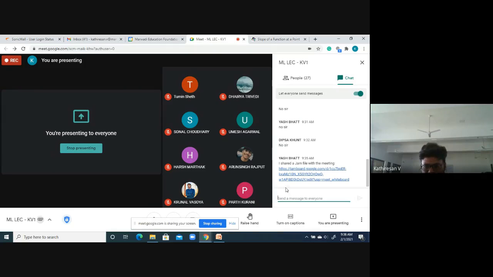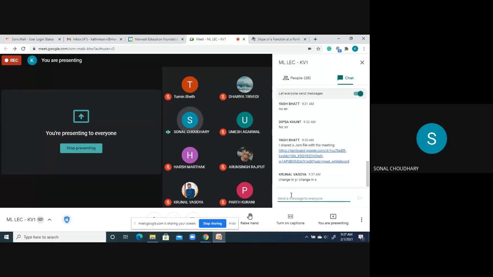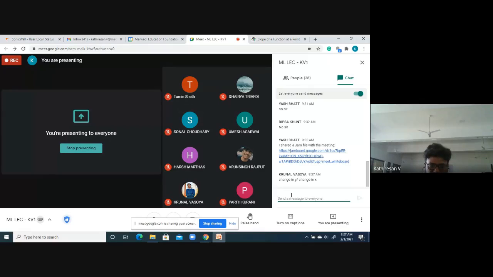I thought of asking some question. What is the formula for slope? Can anyone unmute yourself and communicate with me? Krunal is saying that it is delta y upon delta x. Good, good, Sonal. Krunal shared that it is change in y by change in x. Yeah, absolutely right. Change in y divided by change in x.